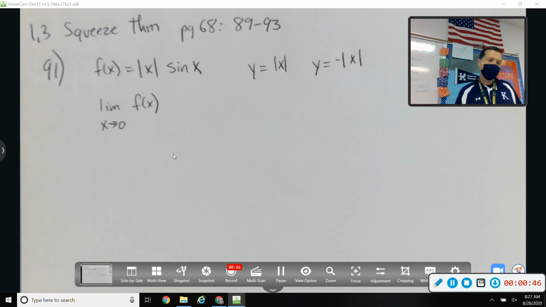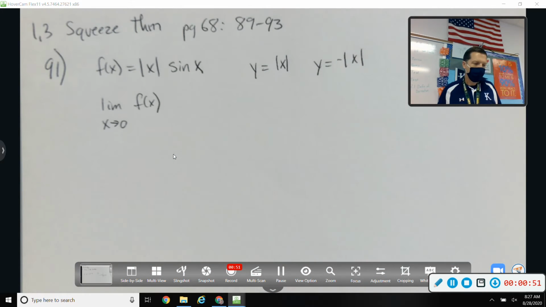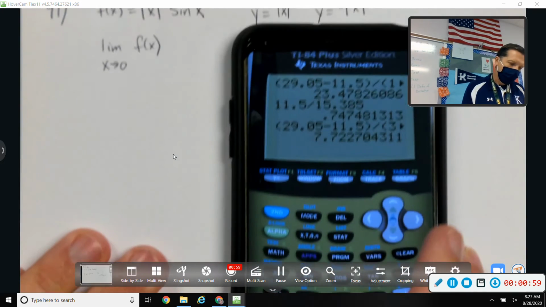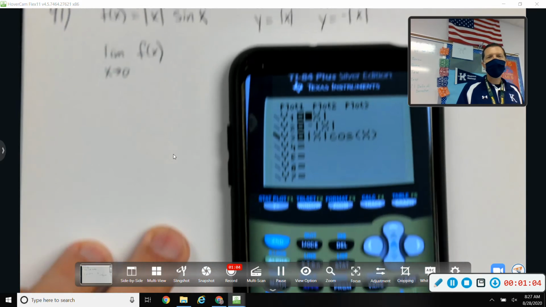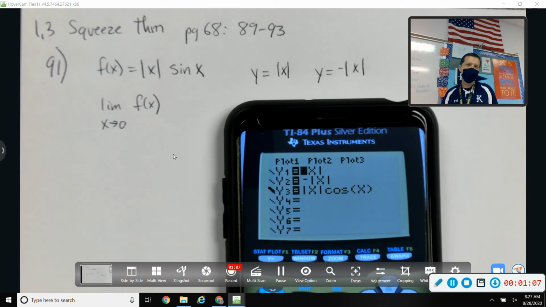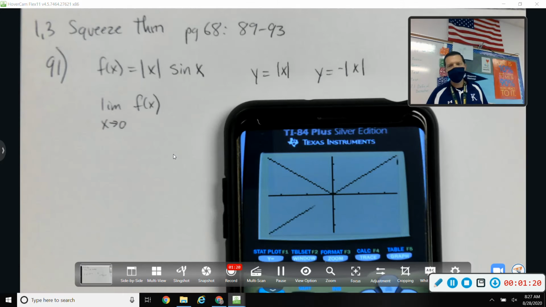So my guess is that this function they give us is going to be sandwiched in between the other two. So let's look and see if that's the case. Perfect. This is similar to the last example we did. So I've got the first two functions already in there, absolute value and negative absolute value, and then absolute value of x times sine of x. So there's absolute value, there's negative absolute value, and here comes the weird one.